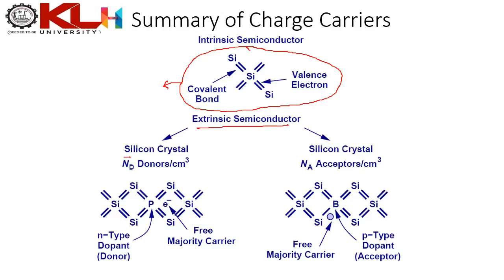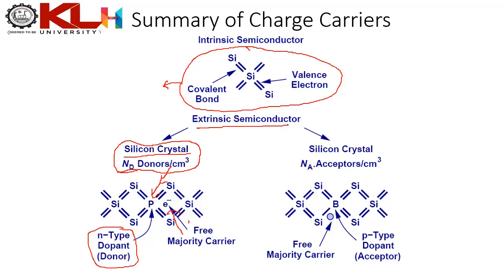If we take the silicon crystal and we dope it with n-type impurities, these are usually referred to as donors, in this case phosphorus. Okay, so it becomes an n-type semiconductor. Okay, and the majority carriers are holes, like I have discussed previously.